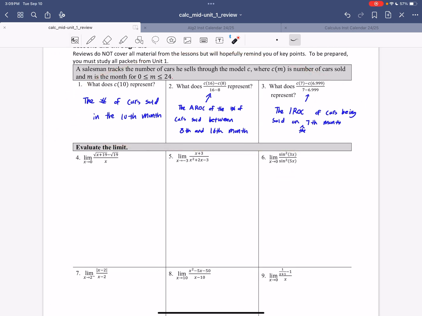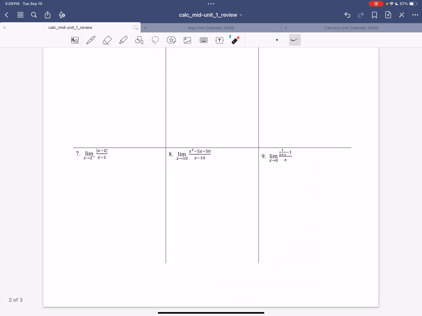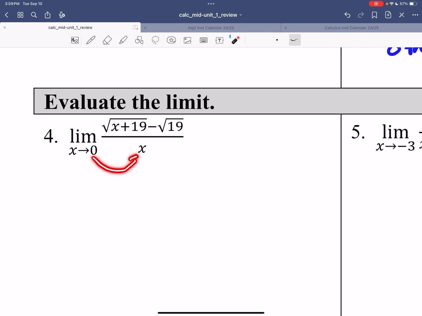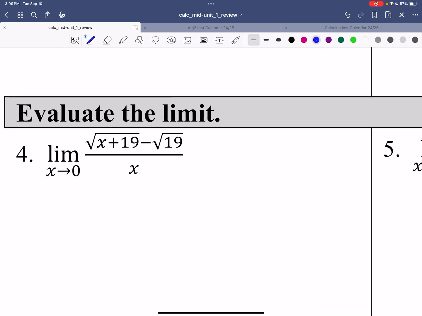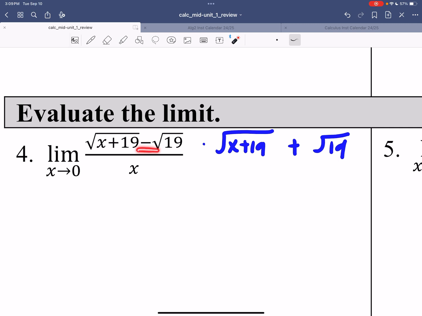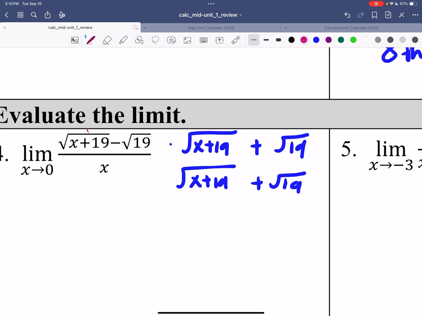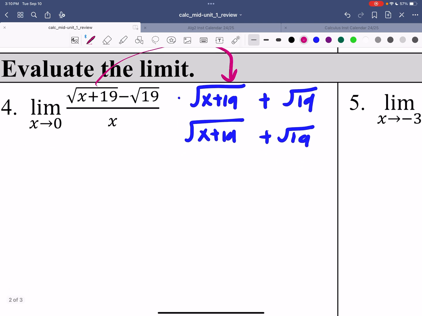So that's the basics of calculus. Now let's get into very easy limit questions. So question number 4. It's not safe to plug in 0 here because if I plug in 0, that's going to be 0 as a denominator. So what you have to do is multiply here by square root of x plus 19 plus square root of 19, because now you want a difference of squares. And you have to do the same thing for the bottom. So when you solve this one, square root of x plus 19 times square root of x plus 19 is the same thing, you just get the inside out.